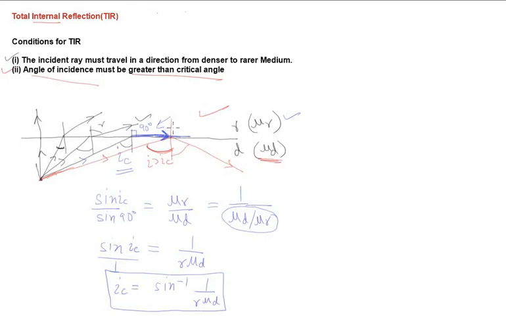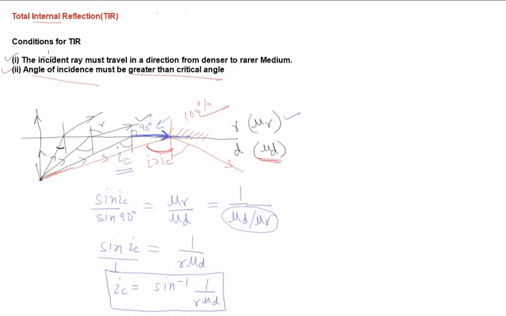And the interface is behaving like a mirror. It's not a mirror, it's behaving like a mirror. And it behaves like a perfect mirror, which means there is no loss of energy. Whatever incident energy is there is completely reflected. So it is behaving like a very good mirror, 100% reflection. So this is 100% reflection, and this phenomenon is known as TIR.